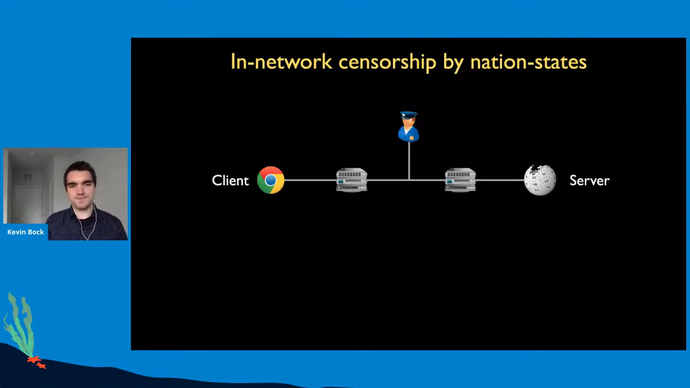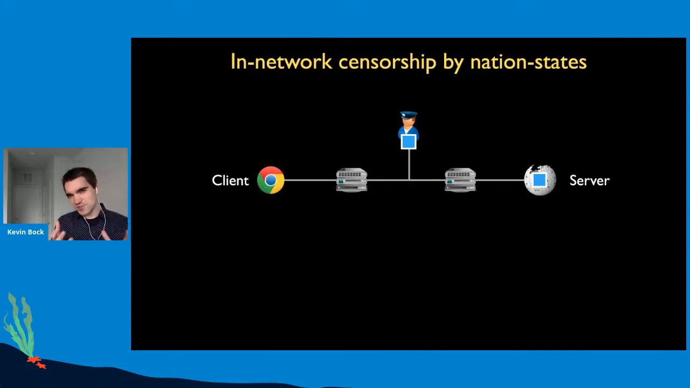So let's see an example. Let's say we have a user, let's say in China, and he's our client. And they're going to try and reach some forbidden resource, let's say Wikipedia. And they're going to make a request. And this request will move through the network. And you'll notice the server will get the packet, and the censor will too. But the censor only gets a copy of the packet because it's on the path. It's not inside the path.